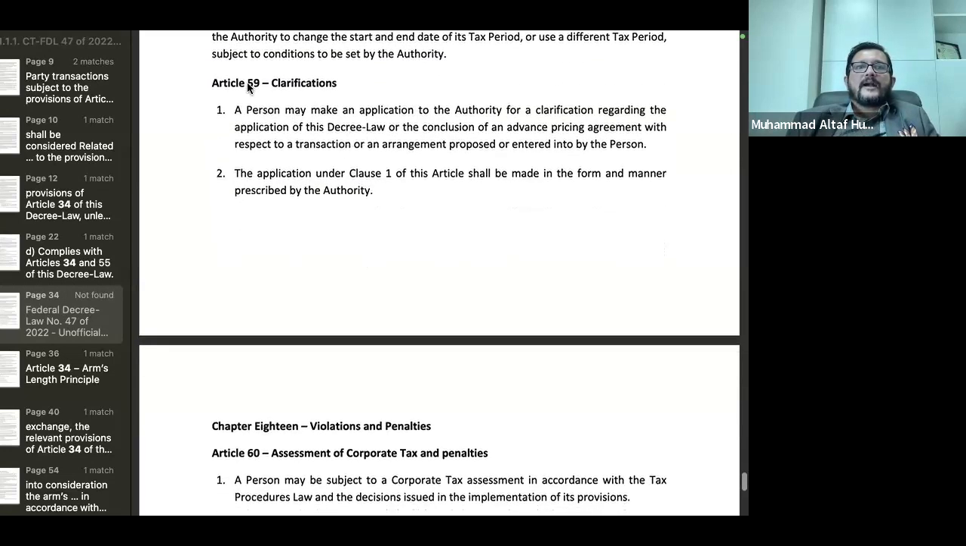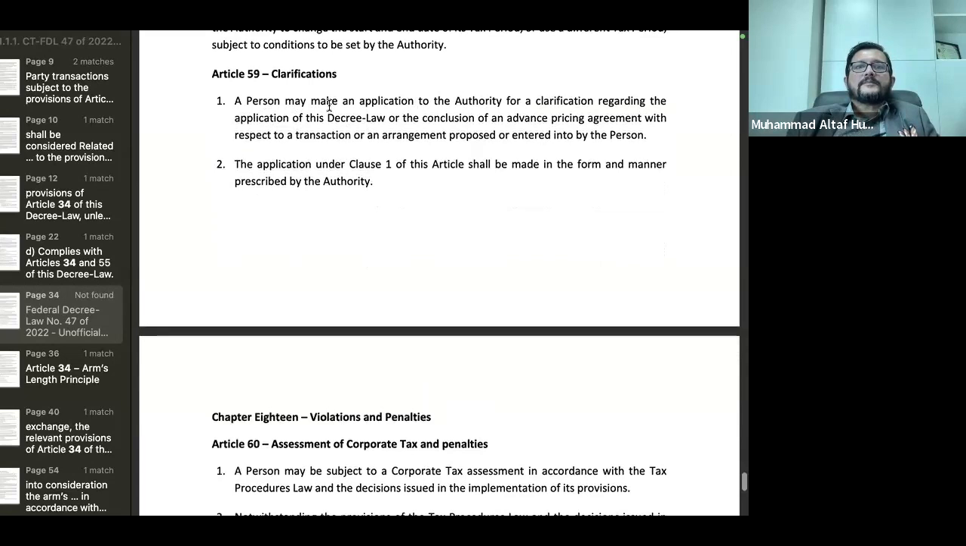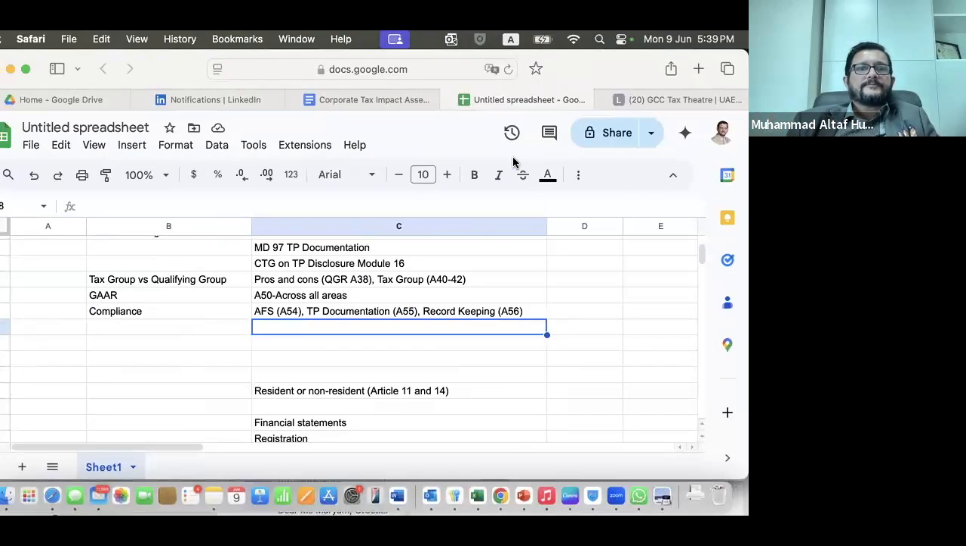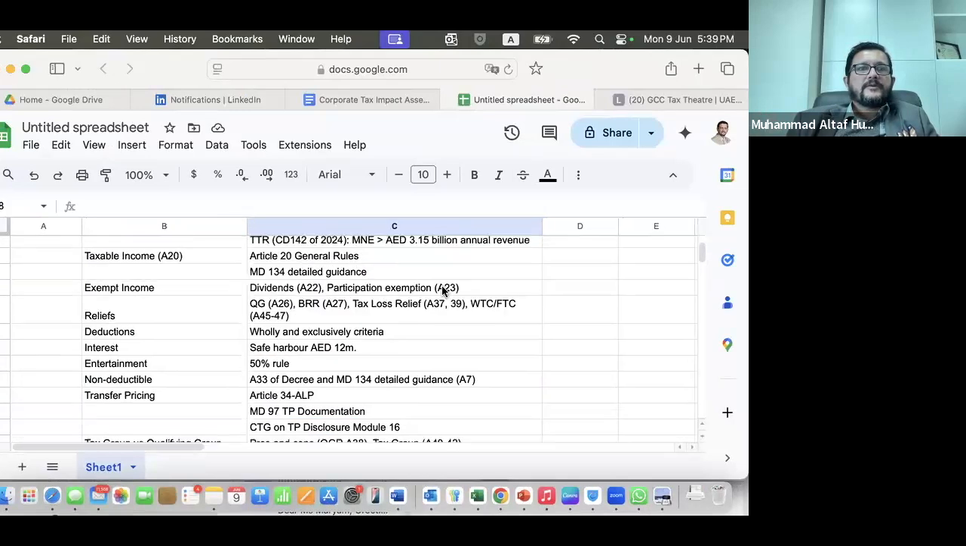Okay, so Article 59, clarifications: a person may make an application to the authority for clarification of the decree law, or for an advance pricing agreement. This APA serves in transfer pricing. Make an application for a clarification regarding the application of this decree law or conclusion of an advance pricing agreement with respect to a transaction or arrangement proposed or entered into by the person. There is a fee involved of 2000 dirhams or whatever it is, but it is there on the FTA website. So Article 59 we should write here. Where did we cover transfer pricing? Here.